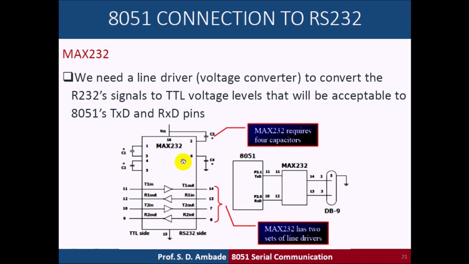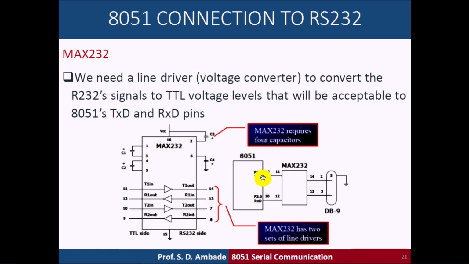The MAX232 IC requires 4 capacitors, C1, C2, C3 and C4, and it has two sets of line drivers, meaning one single IC can be used for two line drivers: T1 in, T1 out, R1 in, R1 out, and T2 in, T2 out, R2 out, R2 in. So it has two sets of line drivers. This is the block diagram of how 8051 connects with the MAX232 IC.